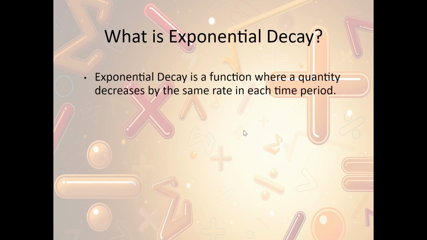Now exponential decay is a function where a quantity decreases by the same rate in each time period. An example of this would be radioactive decay of a fossil. So when something dies, it eventually becomes just bones, right? We know this through archaeology. It becomes just bones. And what happens is there's a certain amount of carbon in that bone. After a while, the carbon starts to decay. It starts to wither away. It starts to evaporate. From there, we can tell how old the fossil is based on the amount of carbon that's still left. So that's radioactive decay of a fossil.